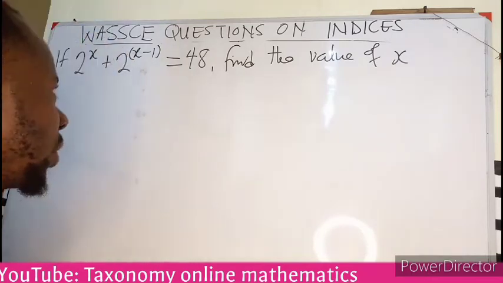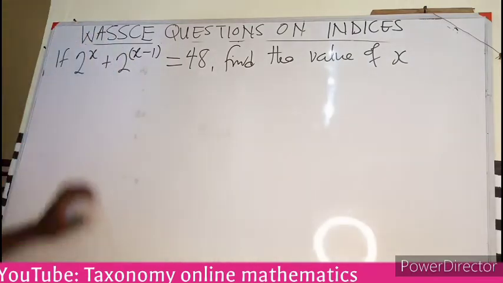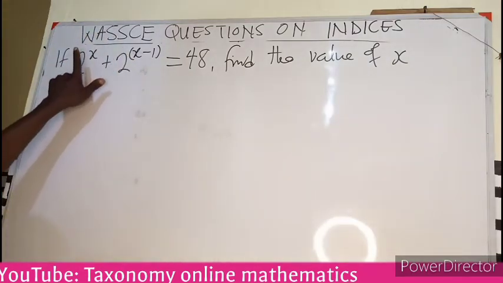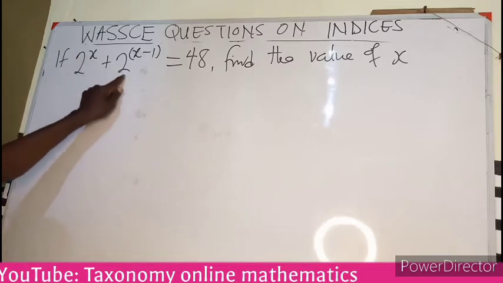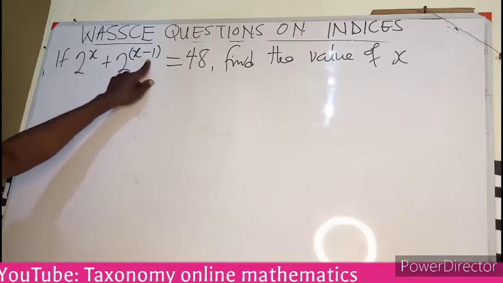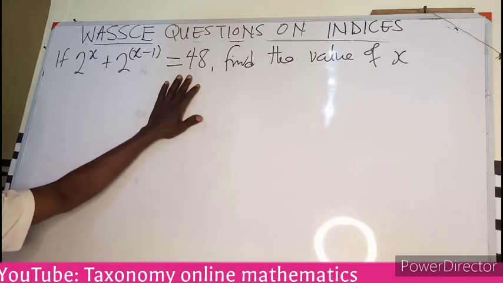Let's get a solution to this question. 2 exponent x plus 2 exponent x minus 1 equals 48.